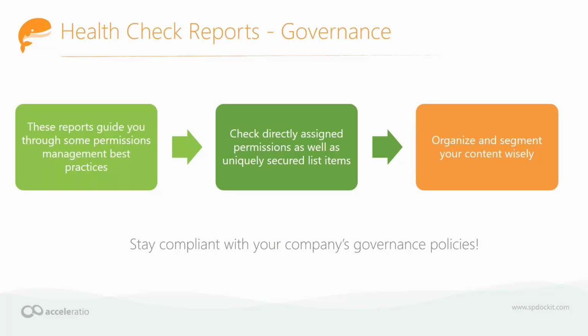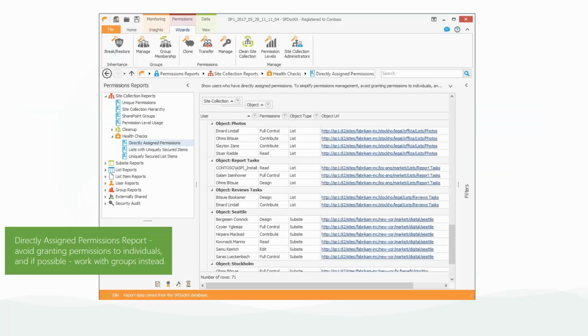Then we have a new set of reports which we call health check reports. These are actually permissions best practices, and you can use them to stay compliant with your company's governance policies. These reports will help you to check if you have directly assigned permissions or uniquely secured list items, and then use these reports in future to organize and segment your content much better. For example, this report shows directly assigned permissions, and the best practice would say to avoid granting permissions to individuals and, if possible, work with groups instead. So you can use this report to check directly assigned permissions and then manage these things much better.